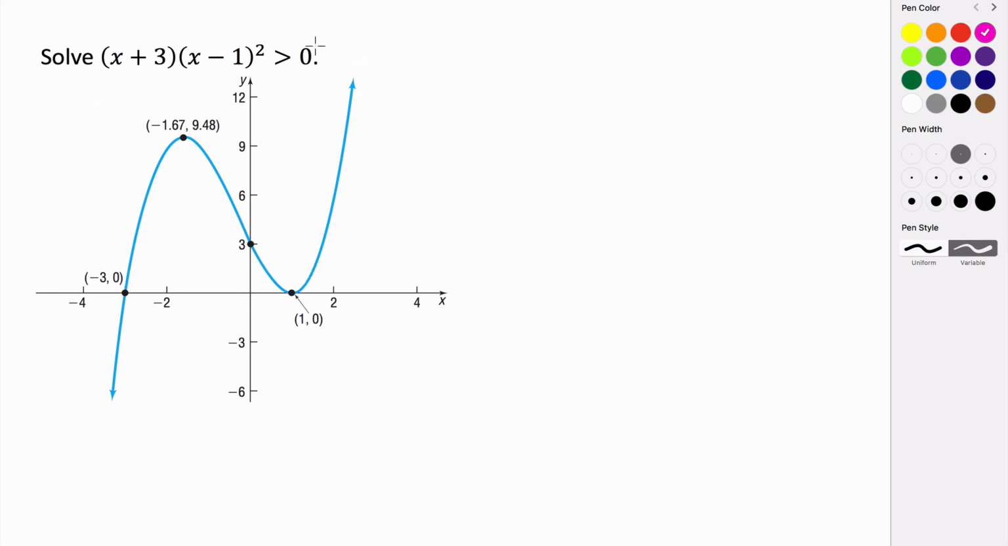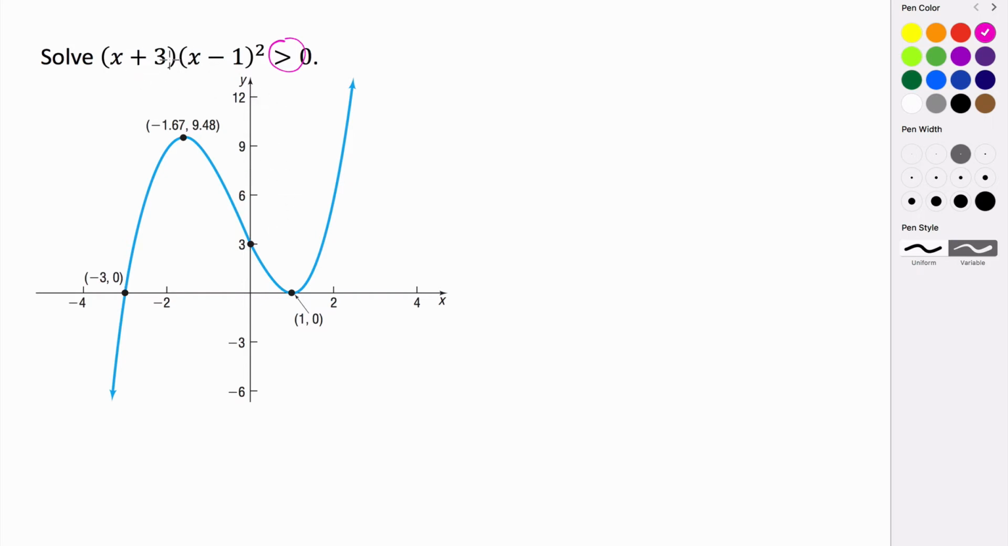So what is this question really asking us? Now, because this is asking where it's simply greater than 0, what this is really saying is where is this polynomial above the x-axis? If it was greater than or equal to, it would be where is it above and touching the x-axis, but since it's just greater than, we want to know just where is this graph above the x-axis. So we're looking for positive values of y and what intervals of x give us that.